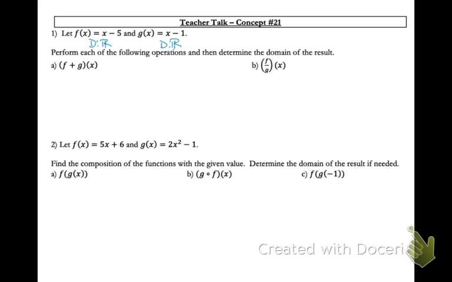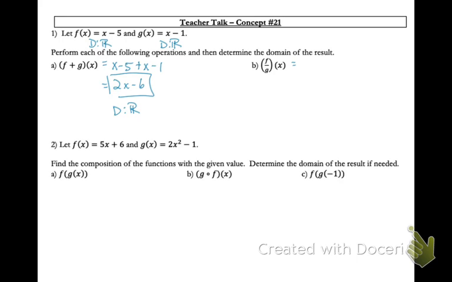The directions say perform each of the following operations and then determine the domain of the result. So our first problem says to take f plus g of x. That's how you read that. So that means you take what the f of x function is, which is x minus 5, and you add the g of x function, which is x minus 1. You'll combine like terms, and your final new function is 2x minus 6.